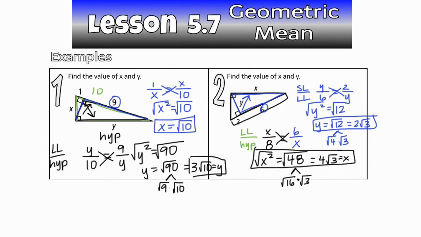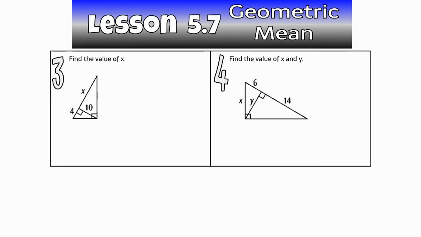So again, just using those simplifying radicals, pretty important there. Okay, so let's look here. This one's a little bit easier because I just have one variable to solve for. So I have the hypotenuse of the larger right triangle, and then I also have a long side, and I have a long side of this one, but I don't have the hypotenuse on the other one.